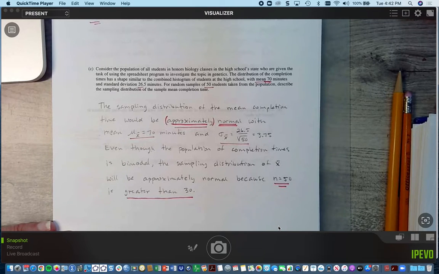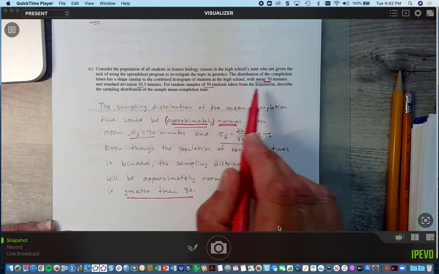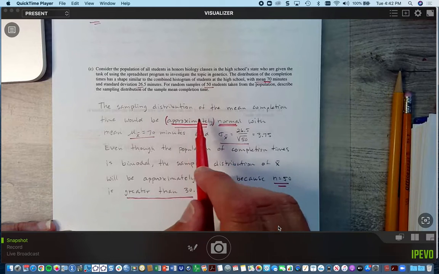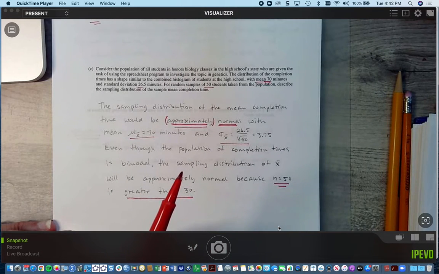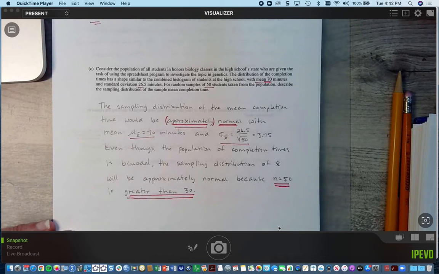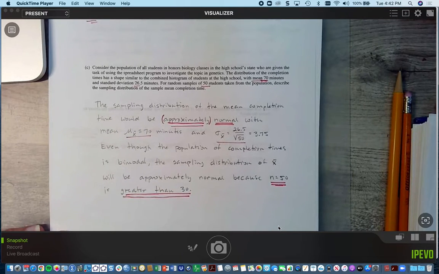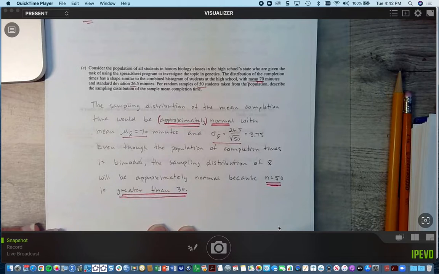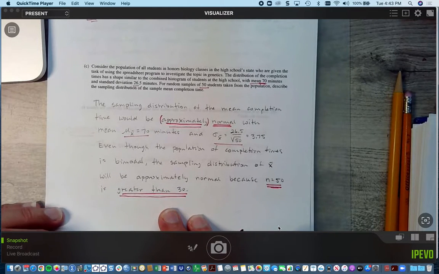Okay, and then the other thing that we have to do is justify the shape of this. Now, if I had taken small samples from this distribution, I would probably end up with something that looks a little bit more bimodal. But because our sample size is 50, you need to say that that is bigger than, I think almost every textbook says big enough is 30 or more. So you need to justify why the shape is approximately normal. Okay, so those were things that we saw people miss on question number 1.